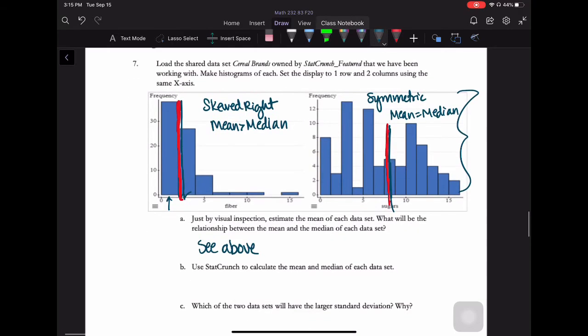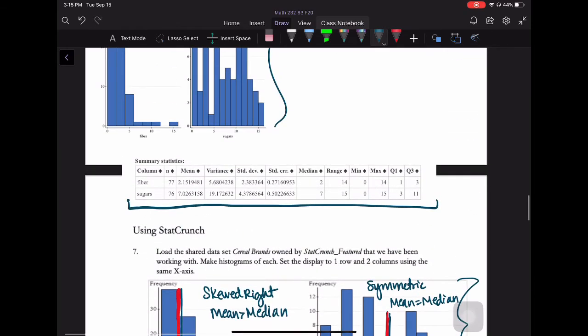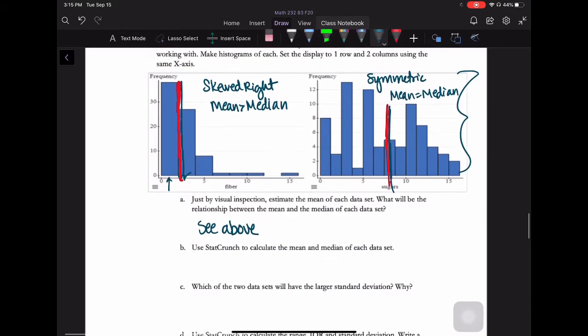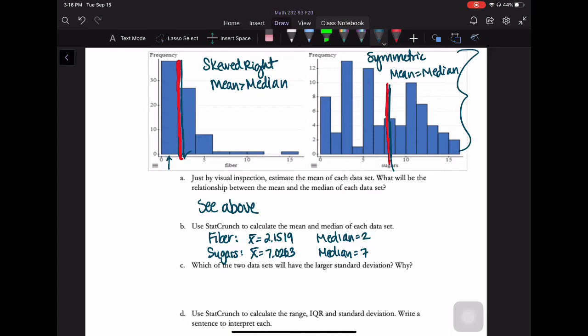I have used StatCrunch to calculate the mean and the median of each data set. If you look above, here's the median, here's the mean. So I'm going to copy over those values. Okay, the mean for fiber is 2.1519, the median is 2. The mean for sugars is 7.0263, and the median is 7.